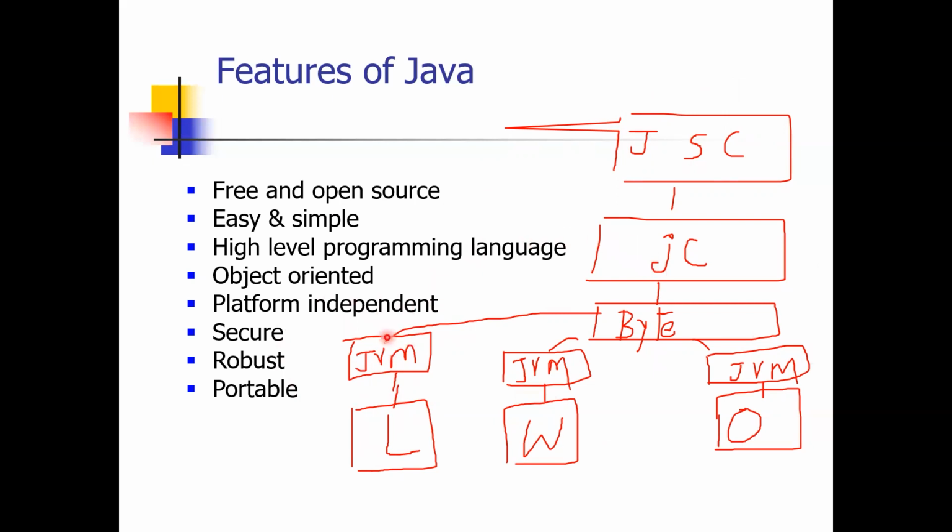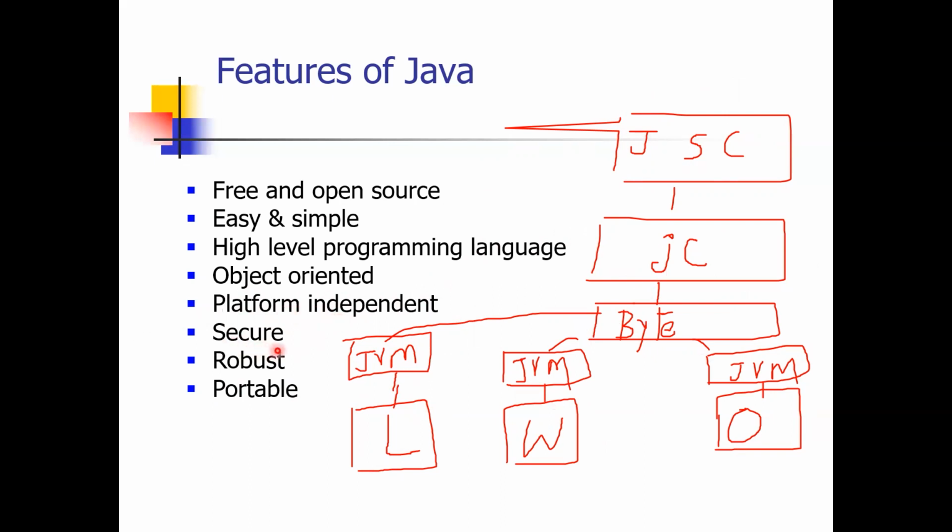convert this bytecode into machine code. So the JVM makes Java platform independent, and that is the most important feature of Java. Means you don't need to think about which type of OS you are having in your system. So this is how Java becomes platform independent.